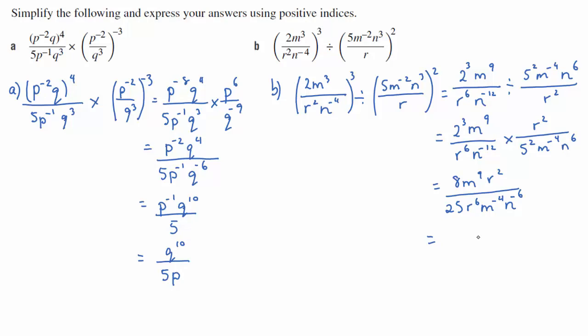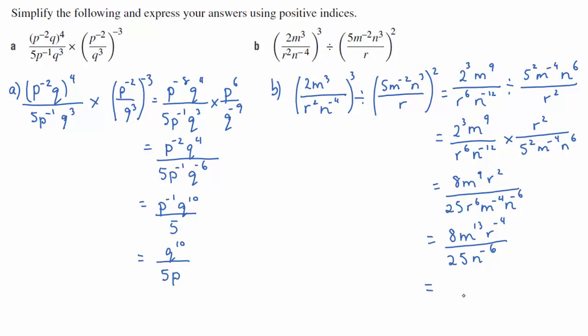So you can see that we have m both in our numerator and our denominator. So m to the power of 9 divided by m to the power of negative 4, well, that's going to be 9 minus negative 4, so 9 plus 4, so we have m to the power of 13. We also have r squared in our numerator and r to the power of 6 in our denominator. So 2 minus 6 is negative 4, r to the power of negative 4, and that's divided by 25 times n to the power of negative 6.